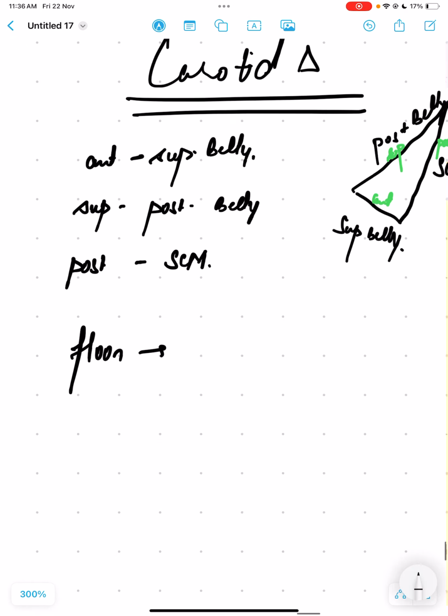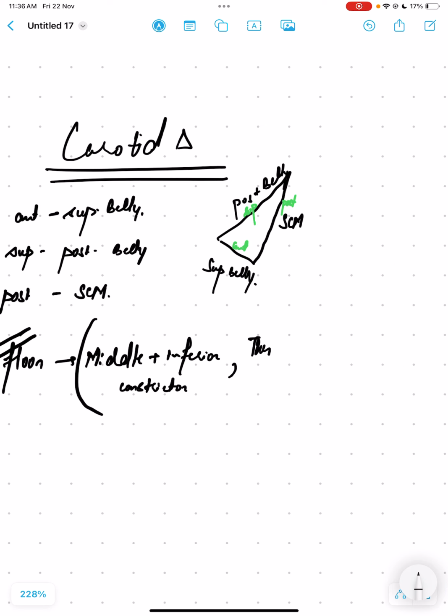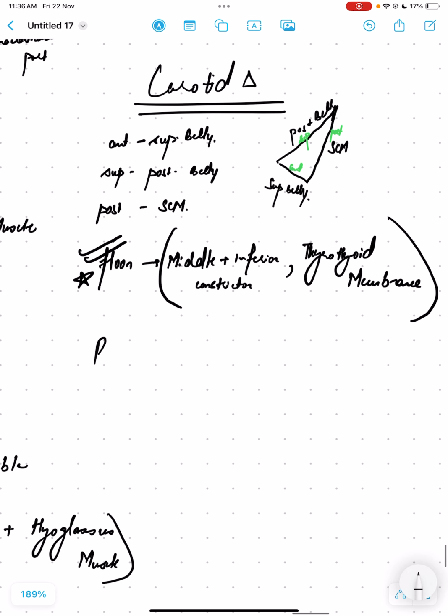The floor of all the triangles is very important. It involves the middle and inferior constrictor along with the thyrohyoid membrane, which all of you should remember. And the roof is formed with the help of skin and fascia.